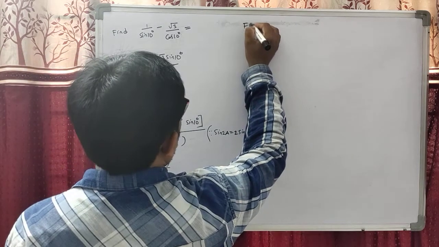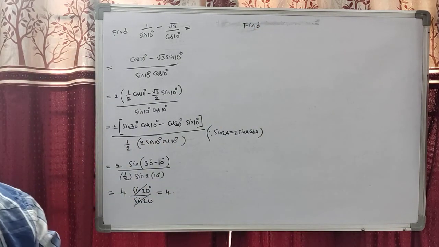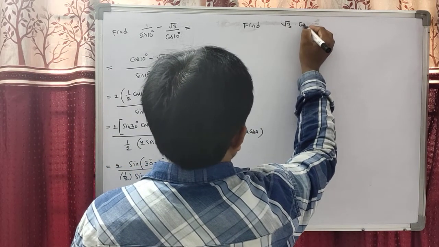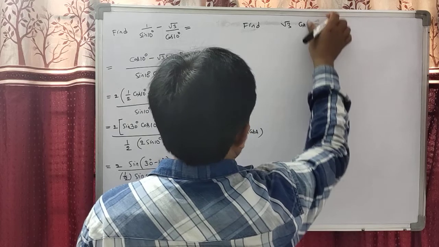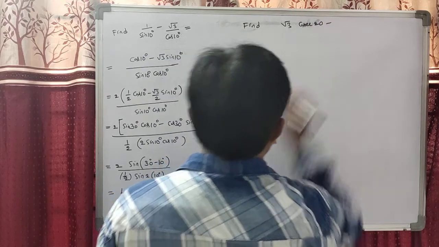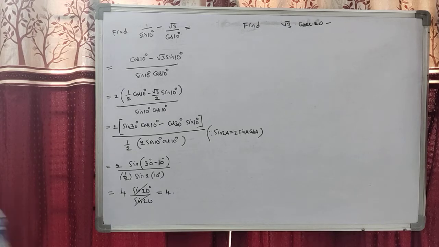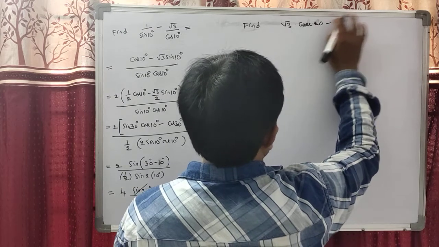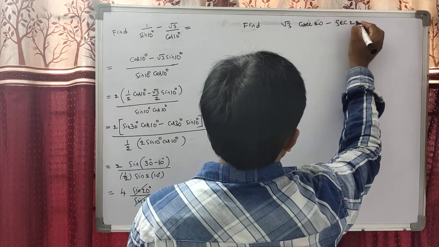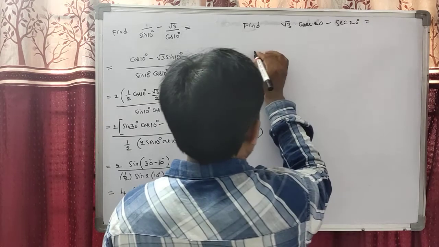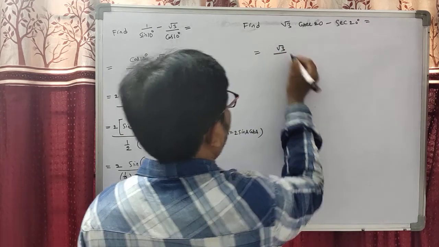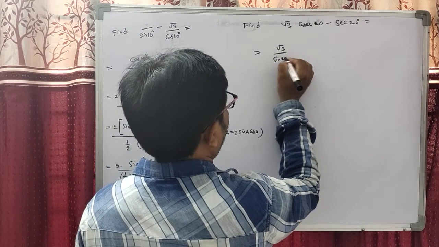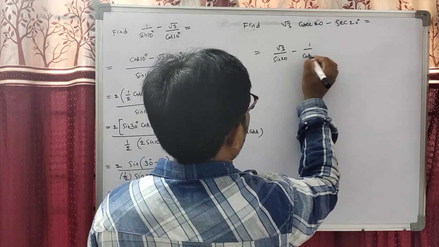Now the second one, students: find the value of root 3 cosecant 20° minus secant 20°. Secant of 20° is the reciprocal of cosine, and cosecant is the reciprocal of sine. So this can be written as root 3 by sin 20° minus 1 by cos 20°.